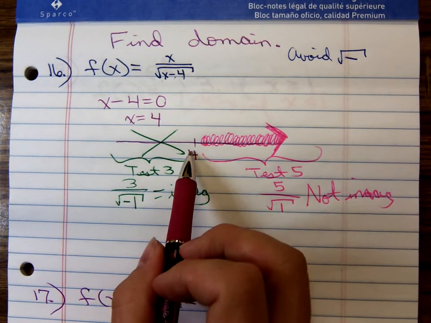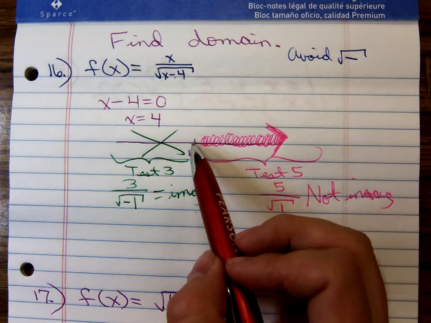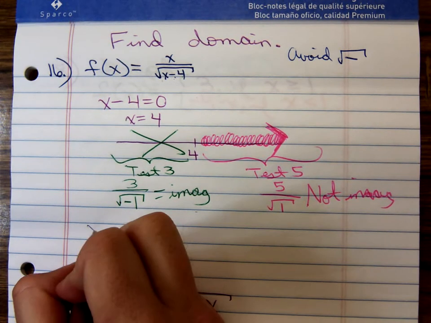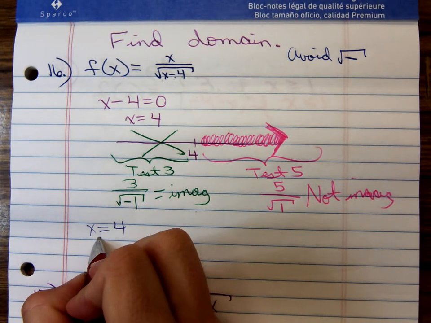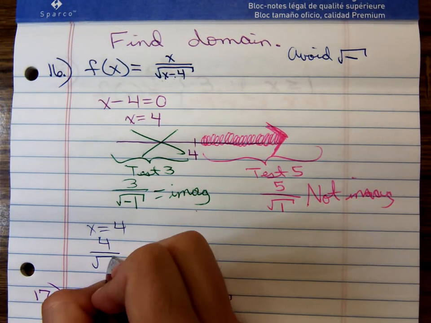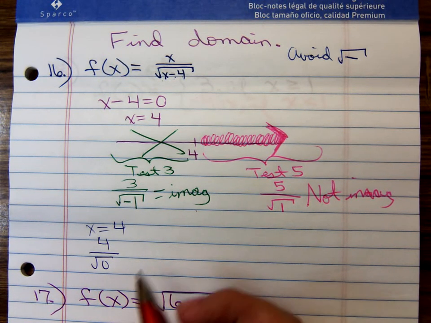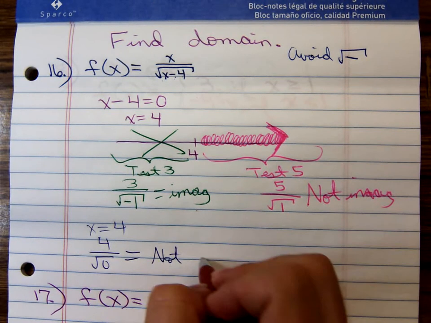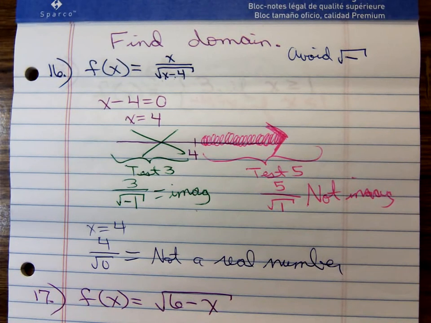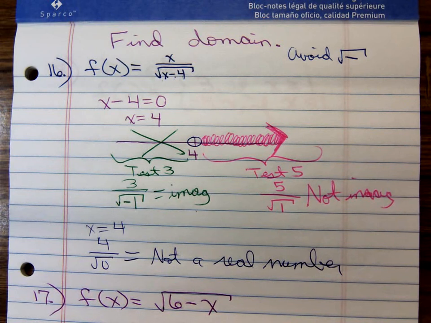All that's left to decide is, is it okay to use 4 as an x coordinate? If you plug in 4 for x, you'll get a 4 over 0. The square root of 0 is 0. Is that a real number? 4 divided by 0? Not a real number. So how are we going to label 4? Open or closed? Open. You don't want to shade in 4.